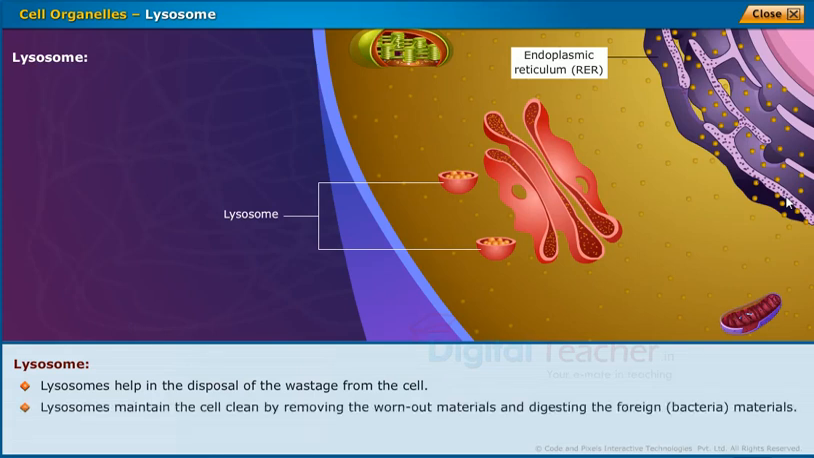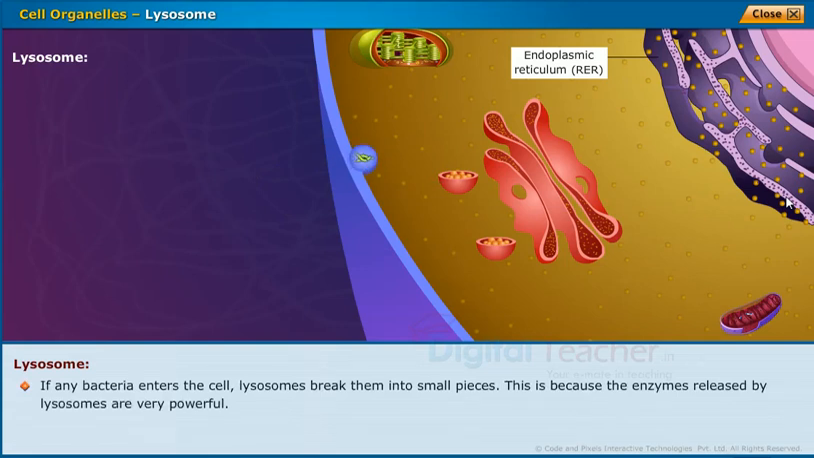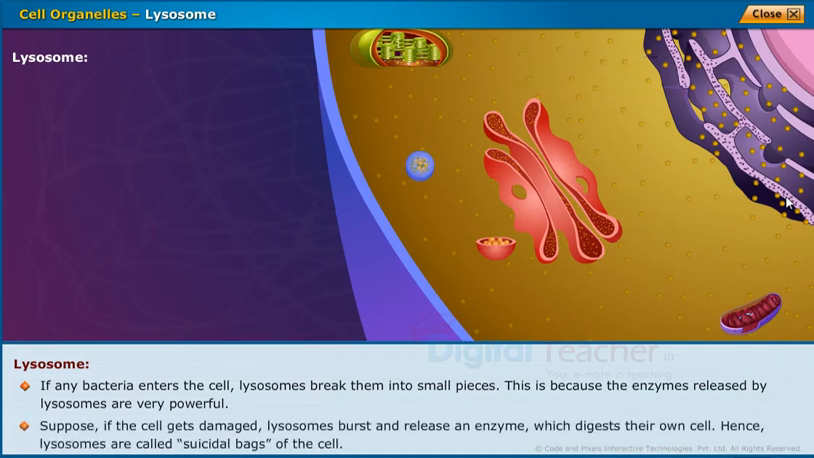Lysosomes maintain the cell clean by removing the worn-out materials and digesting the foreign or bacteria materials. Lysosomes contain destructive enzymes. If any bacteria enter the cell, lysosomes break them into small pieces. This is because the enzymes released by lysosomes are very powerful. Suppose the cell gets damaged, lysosomes burst and release an enzyme which digests their own cell. Hence, lysosomes are called suicidal bags of the cell.